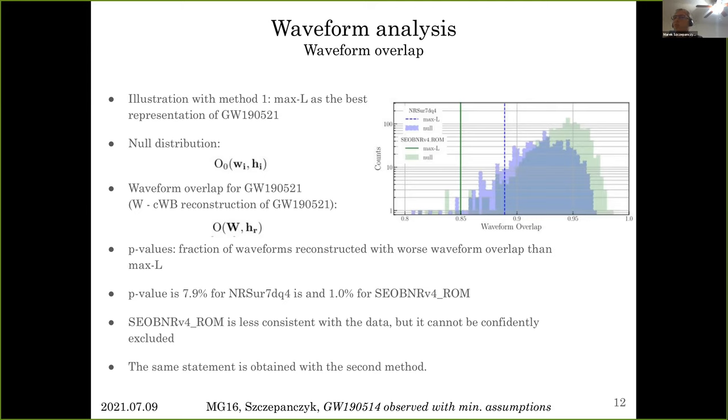And we calculate a p-value that tells whether a model fits the data. It's basically the number of waveforms that have worse waveform overlap than our reconstruction of GW190521. We calculate the p-value for numerical waveforms to be around 0.8, and for the approximated model around 0.1. So it means that the numerical waveforms fit better to our reconstruction, and the approximated waveform a little bit less. With the second method, we obtain basically the same results.